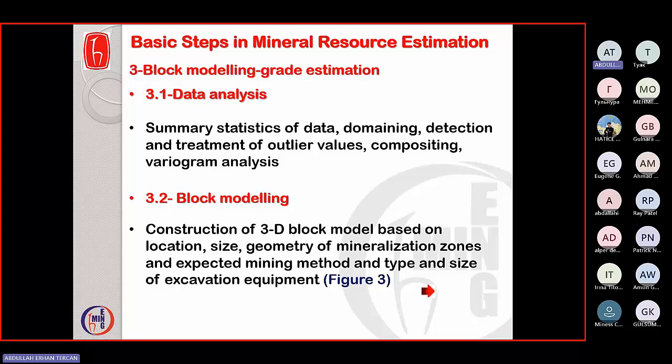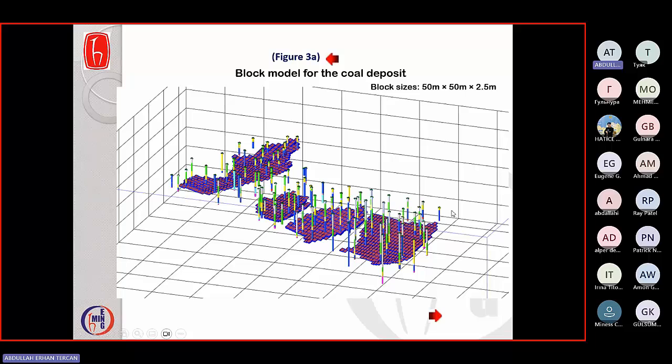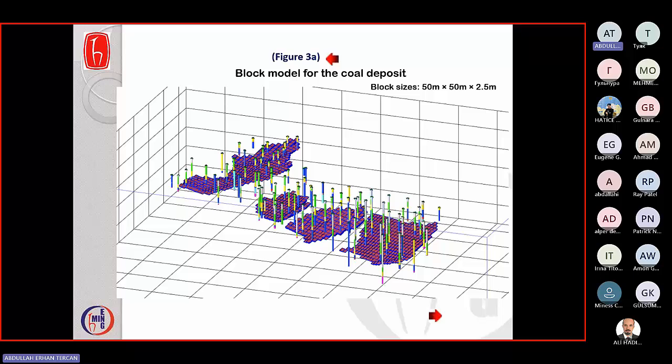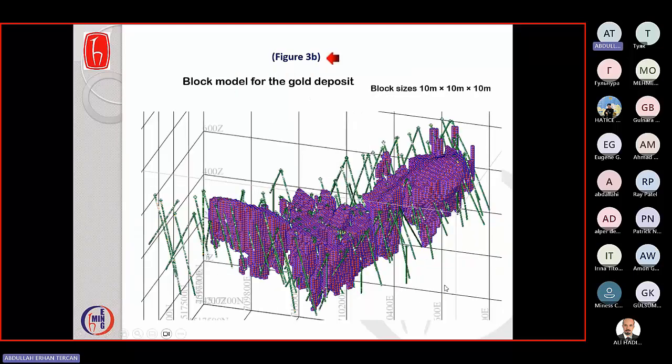Construction of a 3D block model is based on location, size, and geometry of mineralization zones, and also expected mining method and type and size of equipment. This figure shows the block model in the coal deposit. Block sizes are 50 meter by 50 meter by 2.5 meter. 50 meter is the lateral size of the blocks. 2.5 meter is the size in the vertical direction. This figure shows the block model for the gold deposit. Block sizes this time are 10 meter by 10 meter by 10 meter.